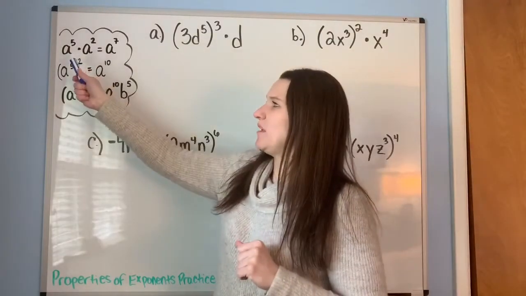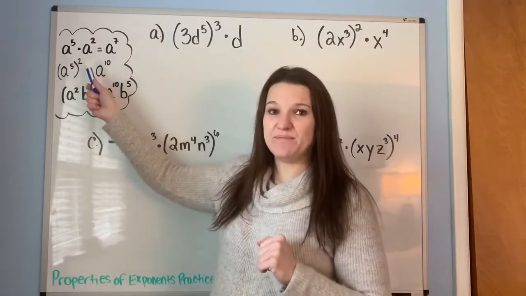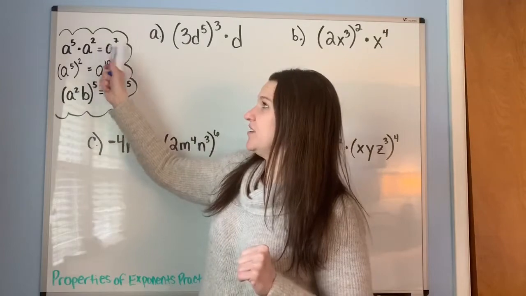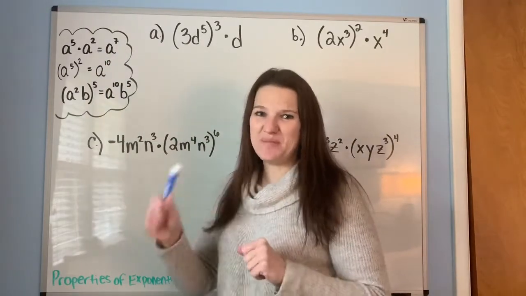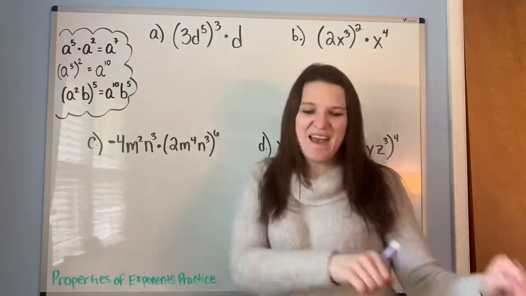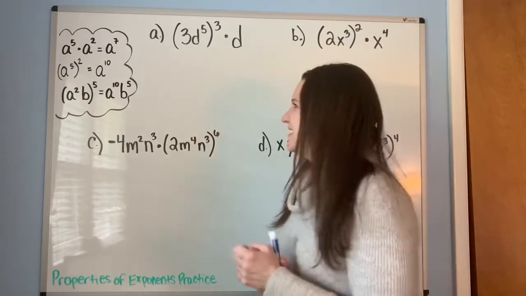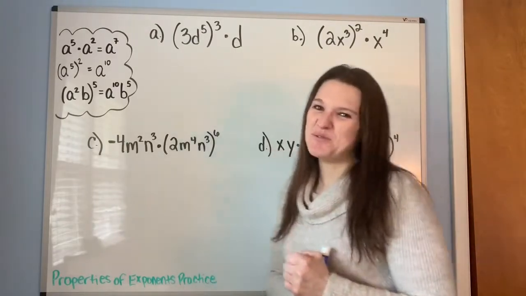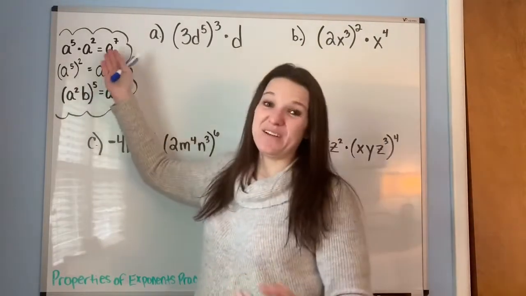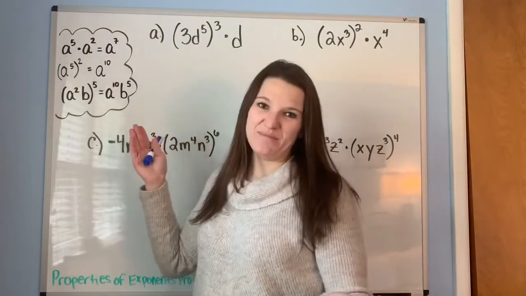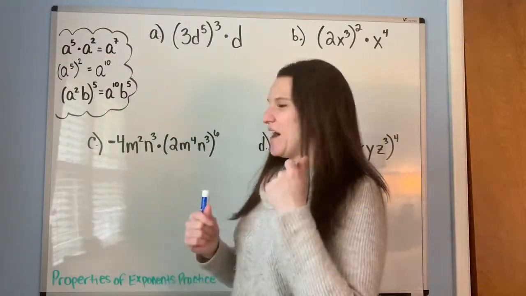For the first property, we know that when the base is the same and you multiply across, you add your exponents. For the second one is power to a power. So when you have an exponent taken to a higher power, you multiply them. Power to a power, we multiply.